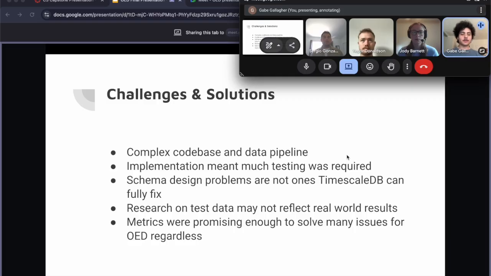We eventually did learn from our research that while TimescaleDB solves a lot of issues for OED, it can't inherently fix schema design problems that OED may already have. Another issue that we ran into while we were talking with our mentor Steve was that real world results may not match our results on test data, but they were thankfully promising enough that OED has decided to move forward with what we've decided to implement and put new developers working on our code with our documentation of the issue. So let's talk about some of those metrics that we found.